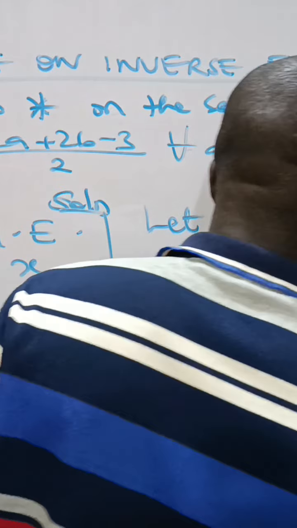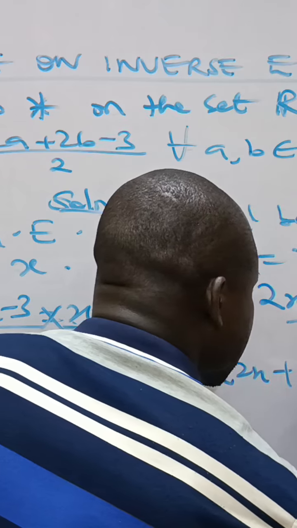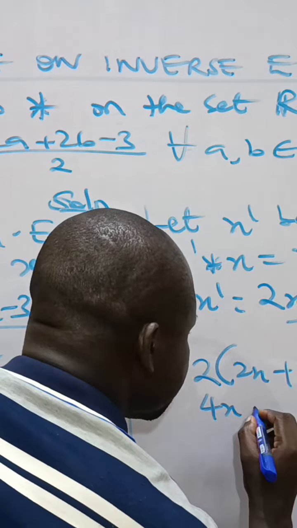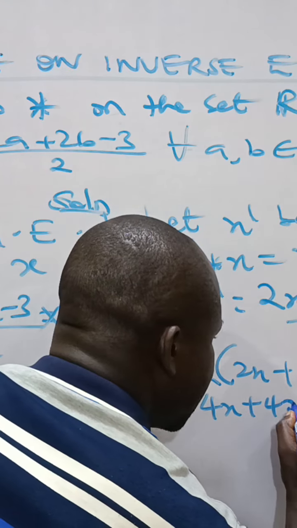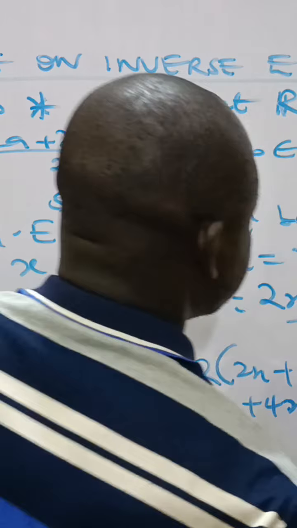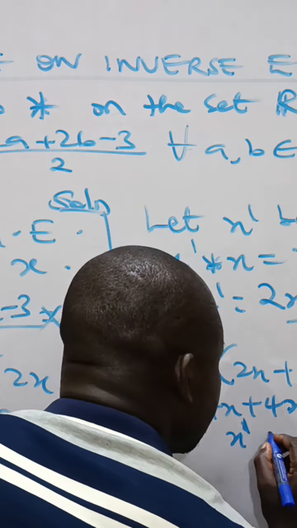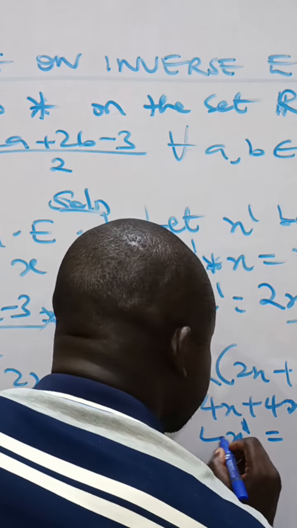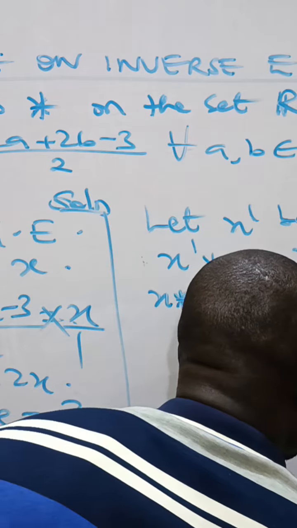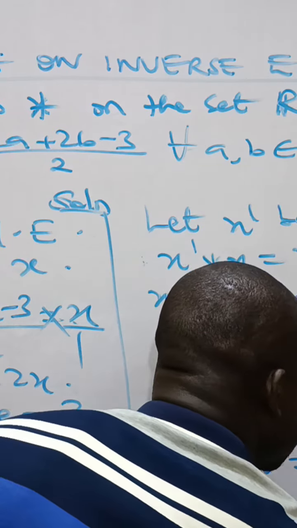If we cross multiply, we are going to have 2 into bracket 2x plus 2x prime minus 3 to be equal to 6, since 2 times 3 is 6. So that we have 4x plus 4x prime minus 6 to be equal to 6. That's what we are going to have. Okay, so 4x prime will be equal to 6 plus 6 minus 4x. That's what we're going to get. Then here we have 4x prime equal to 12 minus 4x.